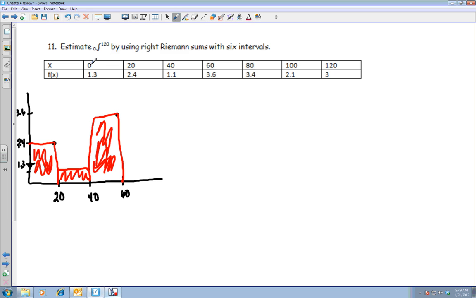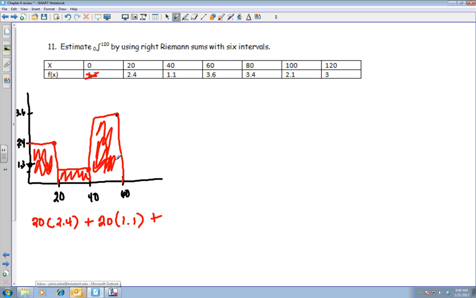So from 0 to 20, the base of that is 20 times the height. Well, the height, do you see that we don't use this first number because that would be the left-hand side of my rectangle? So I'm not using that at all. But the height of it is 2.4 plus. Here's my second rectangle. From 20 to 40, my base is 20. My height is whatever it is at 40. So I'm using 1.1.